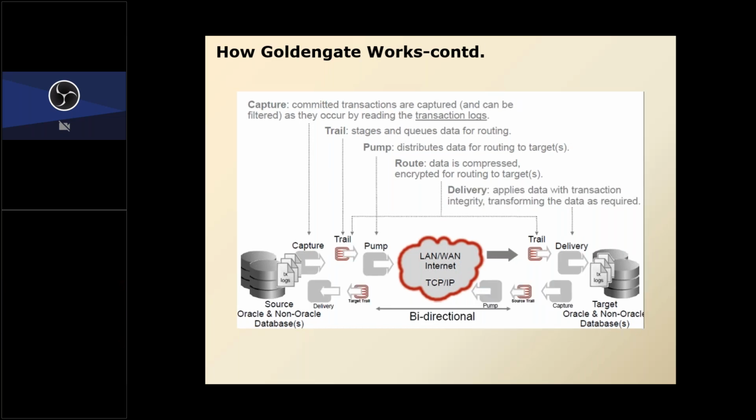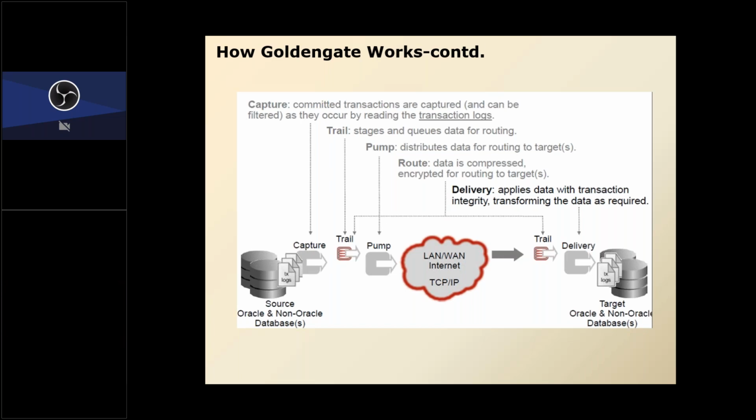So Goldengate works in bi-directional as well. This is a unidirectional environment. Unidirectional means you have a source database and a target database, and whatever changes are happening on the source will be replicated to the target.